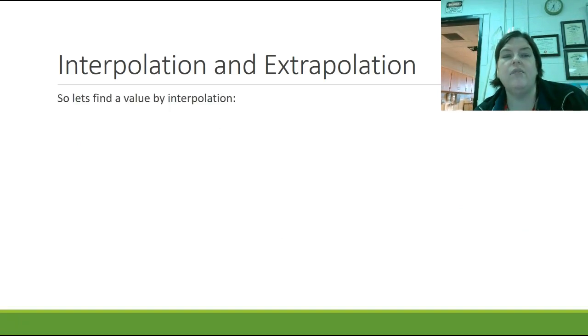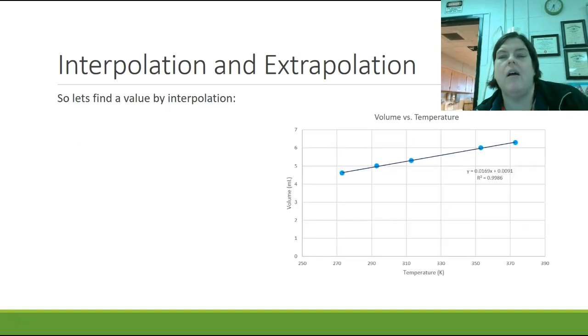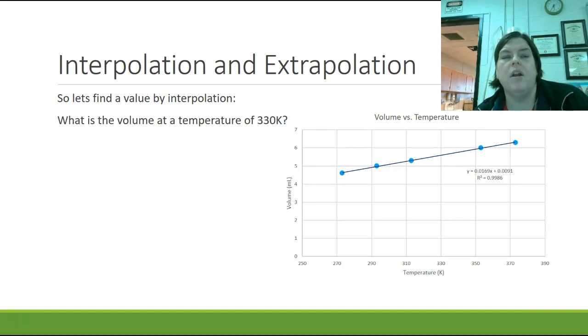Okay, so let's find a value by interpolation. So here we have our graph. We want to know what the volume is at a temperature of 330 Kelvin. The reason this is interpolation is because 330 Kelvin falls between around 275 and 375. So it falls between that plotted data. Therefore, we're interpolating because 330 is within the plotted data. 330 is right here. If we go up to the line, we can see that we have a value that is between 5 and 6.